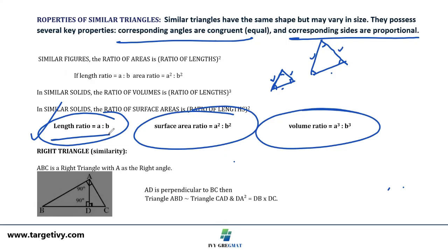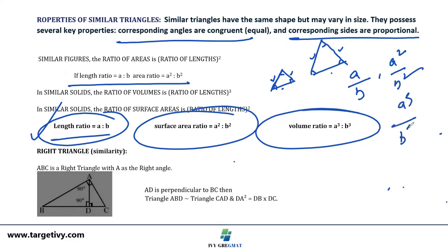For similar figures, the ratio of the areas is like this. If the lengths are in the ratio of A is to B, then the areas are in the ratio of A square by B square. So in solids, this is A cube by B cube. That's it.